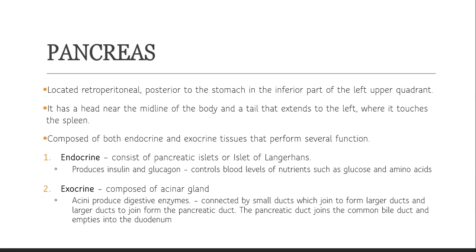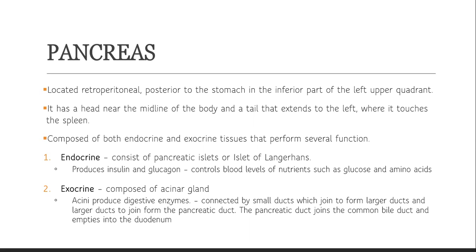So the endocrine part of the pancreas consists of pancreatic islets or islets of Langerhans. So this produces the insulin and glucagon. And we also have the exocrine that is composed of acinar glands. So the acini is the one that produces the digestive enzymes and are connected by small ducts which join to form larger ducts, and larger ducts join to form the pancreatic duct.